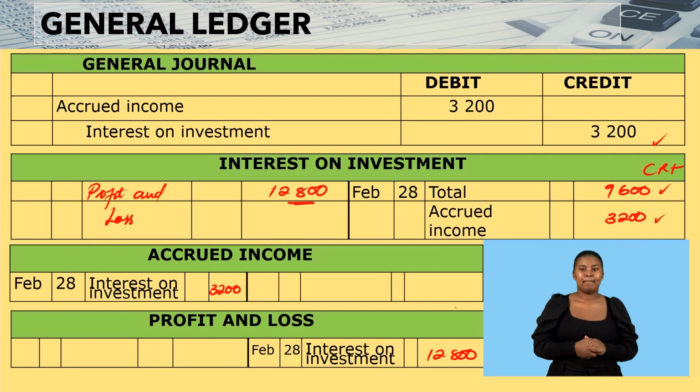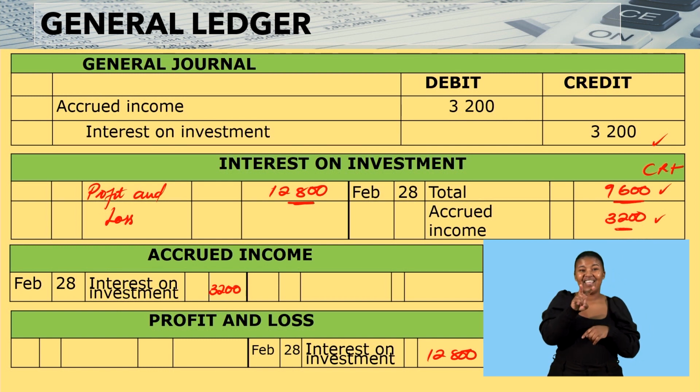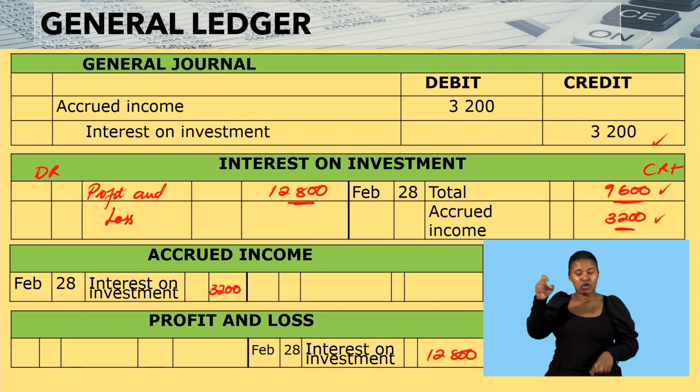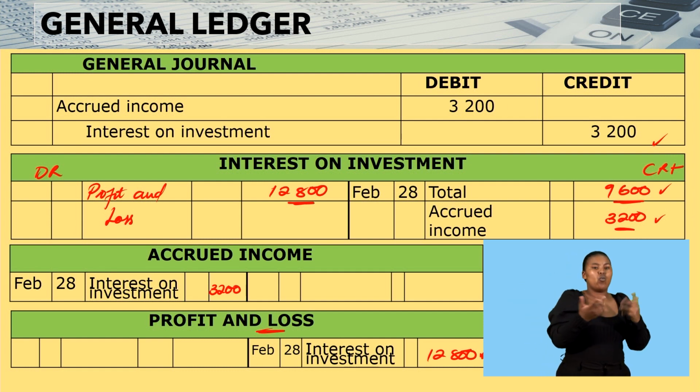Very important that in your interest on investment account, you must add these two amounts, that is your 9.6 and 3.2 to get the 12.8, which you then bring to the debit side and then you close it off to your profit and loss. The full amount now, 12.8. Remember, this now becomes interest for 12 months. We have adjusted in this case.